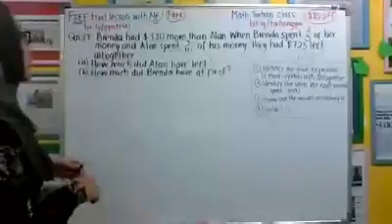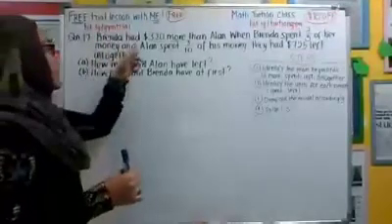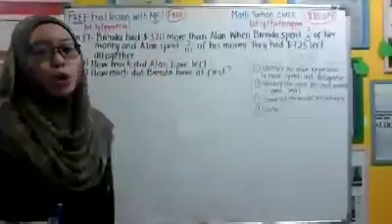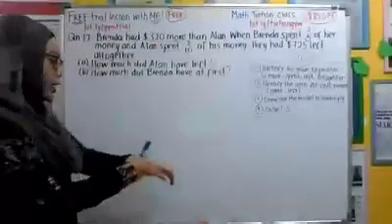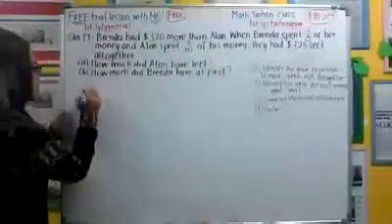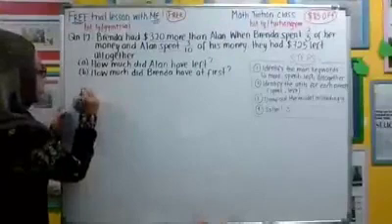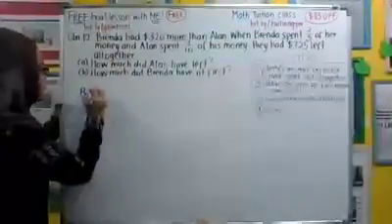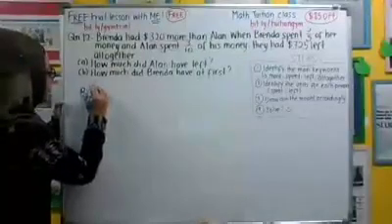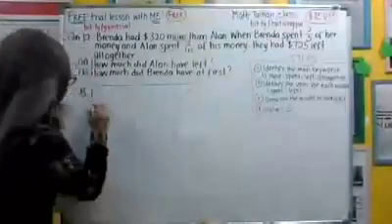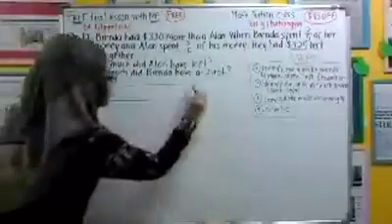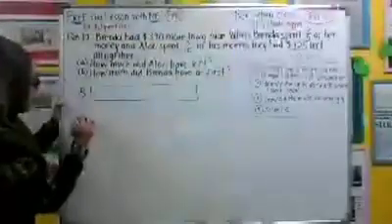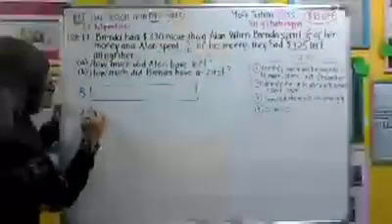The first one: Brenda had $320 more than Ellen. So when I draw Brenda's model, the Brenda model should be longer than Ellen's.